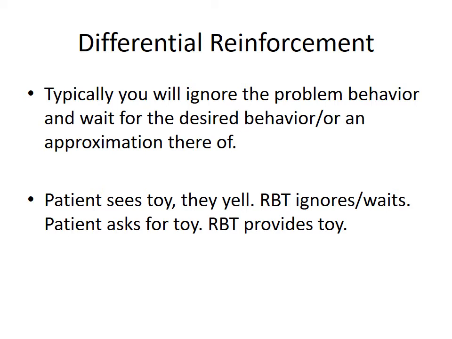In differential reinforcement, typically you're going to ignore that problem behavior and wait for the desired behavior, or an approximation thereof. So in that previous example, we might do this. The patient sees toy, they yell, the RBT ignores or waits, the patient asks for toy, and the RBT provides toy. Eventually, over time, if we don't allow the yelling to pay off, they will start to go immediately to asking appropriately.